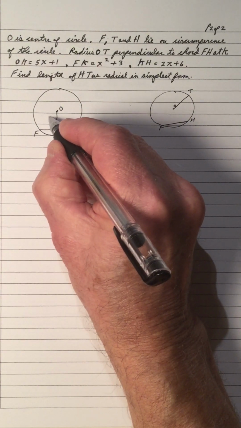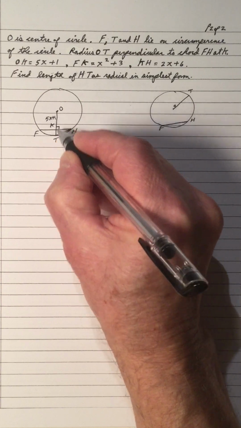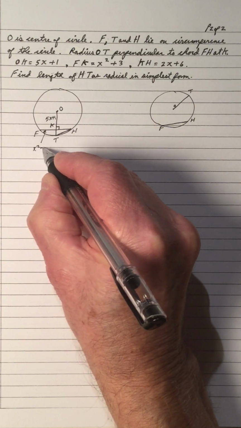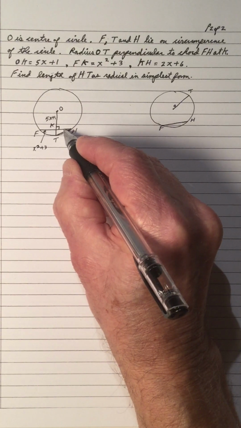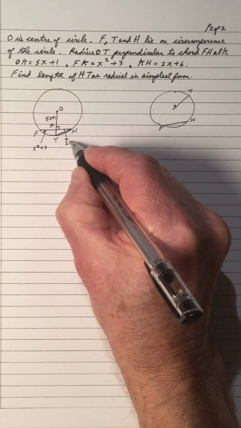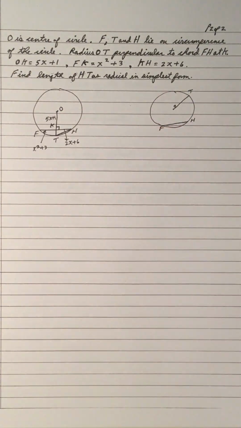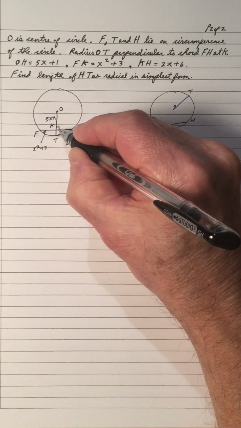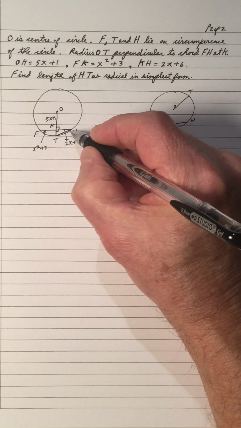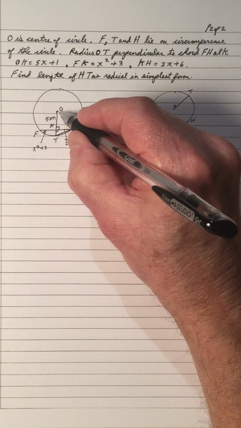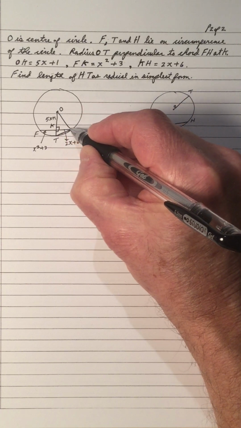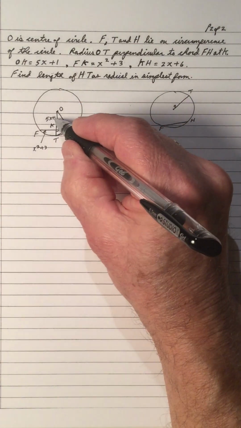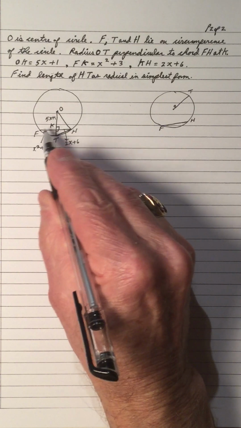Well, OK is 5x plus 1. And FK, right here, that's x squared plus 3. And KH is 2x plus 6. So how are we going to use the information? Again, we have a perpendicular right here. So KTH is a right triangle. And if we join these up right here, OKH is a right triangle. So we have to use these binomials to work this out.